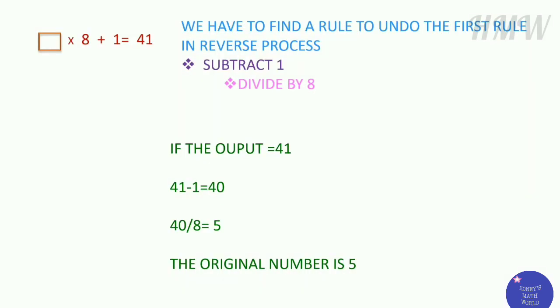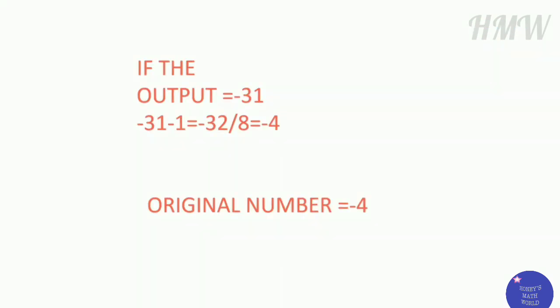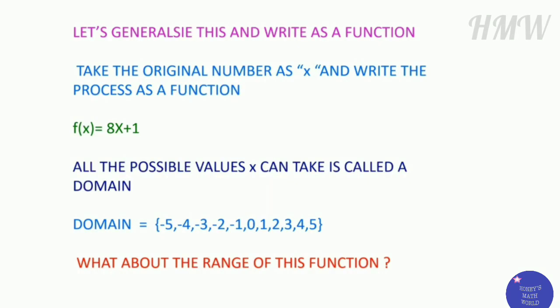Suppose the output given by a friend is -31. How do you find the original number? -31 minus 1 is -32, divided by 8, that is equal to -4. So the original number is -4. Generalize this rule and write it as a function. Take the original number as x and write the process as f of x is equal to 8x plus 1. Now all possible values that x can take is called the domain. In this case we told a friend to think of an integer from -5 to +5, so that is the domain in this case.